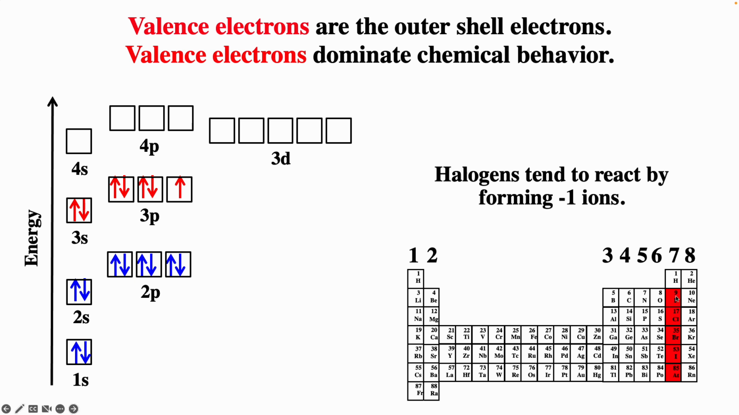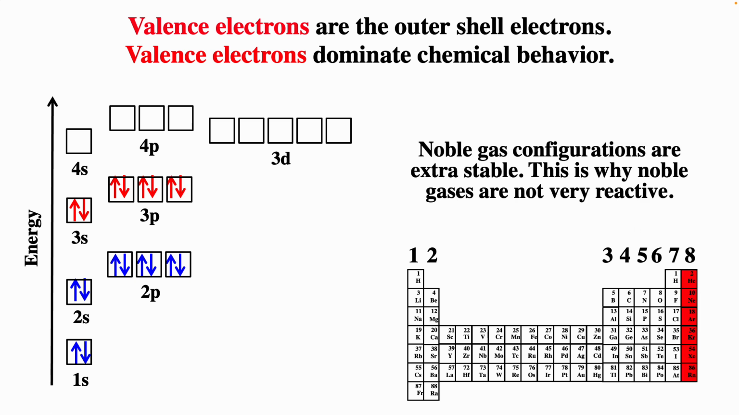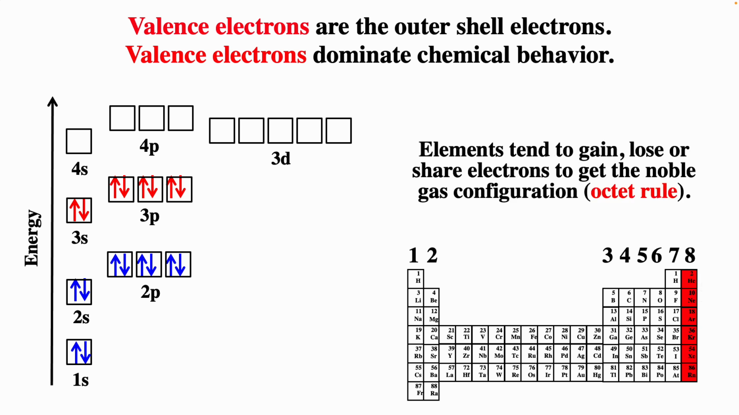Halogens, if they gain 1 electron, get noble gas configuration, and so they tend to form -1 ions. Noble gases, again, are extra stable because they have full subshells, and so they're not very reactive. There are some known compounds with argon, krypton, and xenon. There are no known compounds with helium or neon. But again, elements tend to gain, lose, or share electrons to get noble gas configuration, and we refer to that as the octet rule.